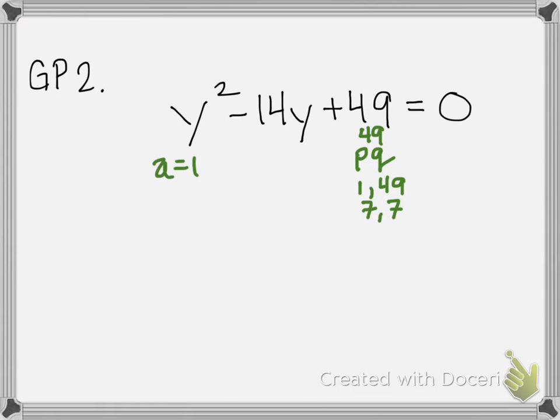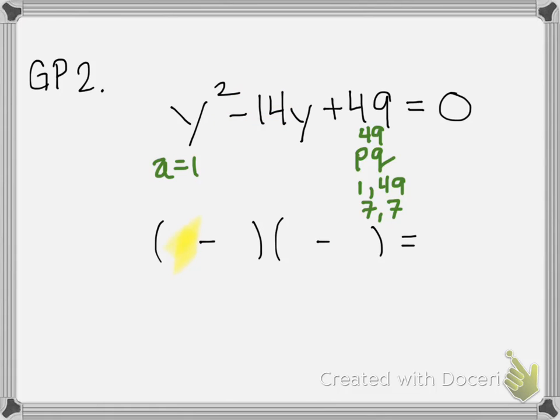I have a minus plus situation. So my binomial pair is going to be a minus minus. That's the only way to get a c term, this one, with a positive value. You can have a positive times a positive, or a negative times a negative to get that positive 49. So in this case, I know it's negative because this b term is negative.